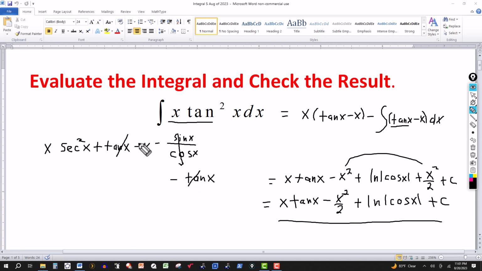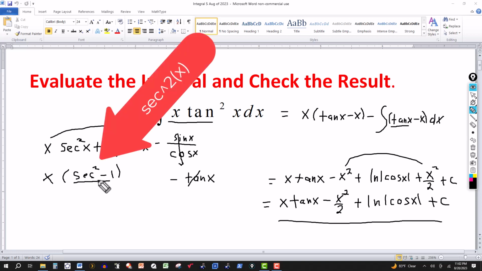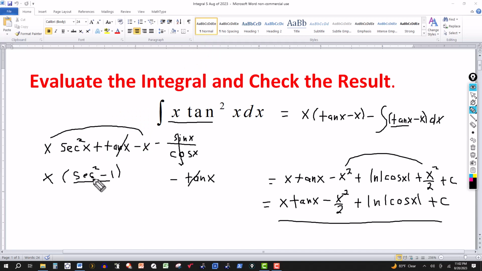And then over here for this one here, I factor out the x, and I get x times secant squared minus 1. And of course this is the identity for 1 plus tangent squared of x is equal to secant squared. So solving that identity for tangent squared, this is just tangent squared of x. And that's your check. This is the same thing as the integrand.